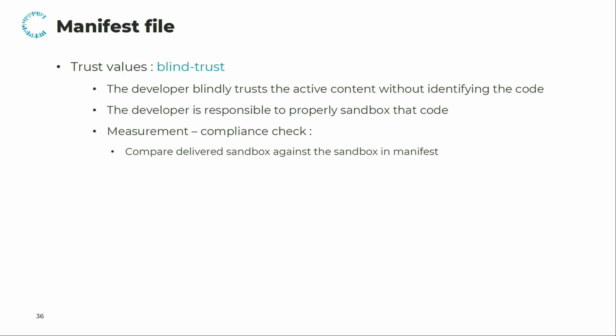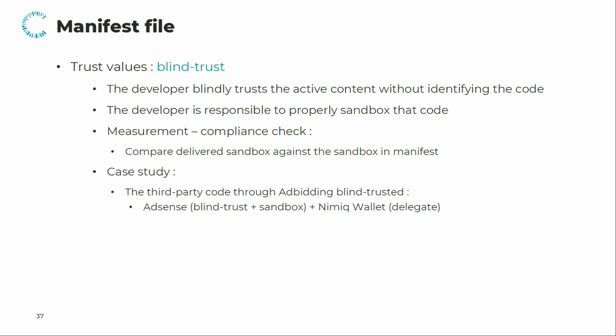In the compliance check, we only check these sandbox values in the HTML and the manifest file. A possible case study for this is the untrusted code that comes from AdSense. In this case, the code that comes from @bidding can be declared with blind trust, and it can be sandboxed. And we also combine the secure code in this case study. We add the Nimiq Wallet as the secure code and declare it with the delegate.